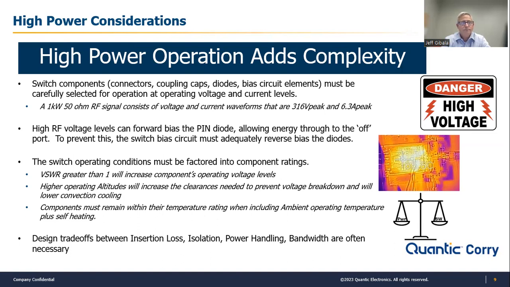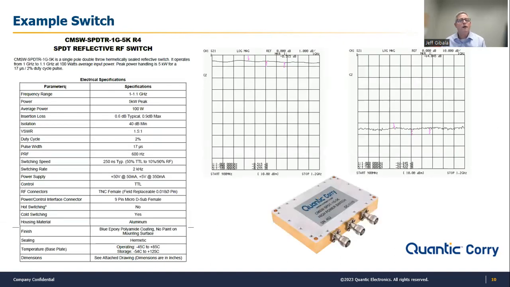Can you maybe give us a few specific examples? Yes. Here's a switch that we manufacture, a single pole double throw switch. It operates in the 1 to 1.1 gigahertz range, and it works at 5 kilowatts peak and 100 watts average.